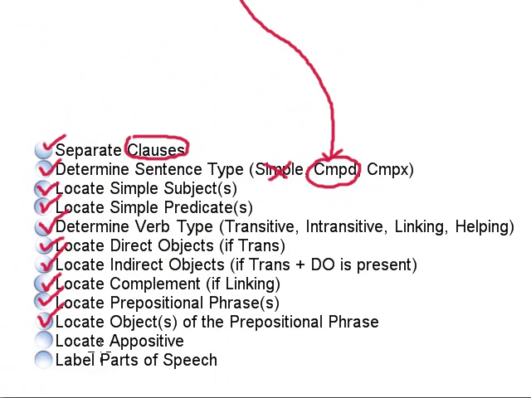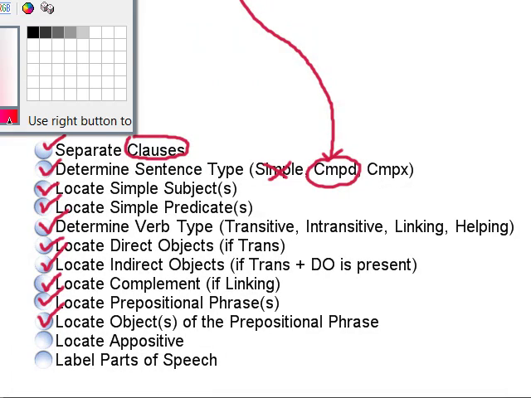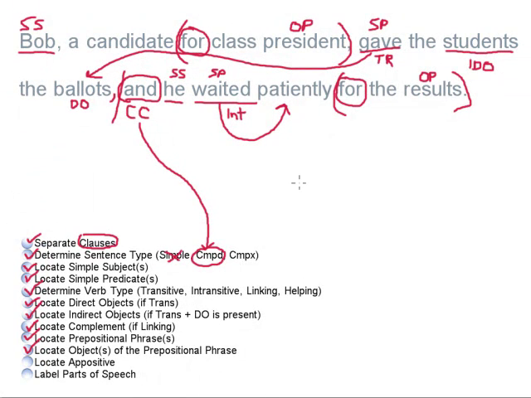All right. Locate appositive. An appositive is a group of words that tell you more about a preceding noun or pronoun, usually a noun. So let's see. Bob, a candidate for class president. Here it is, right here. This is our appositive. Okay. A candidate for class president tells us a little more about a preceding noun, a preceding subject.